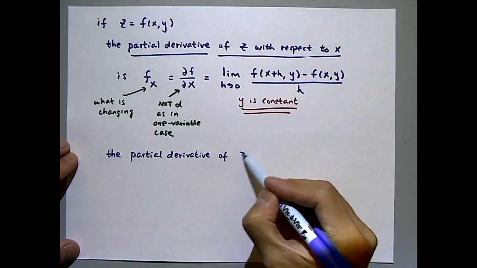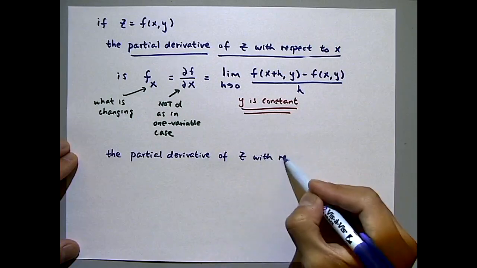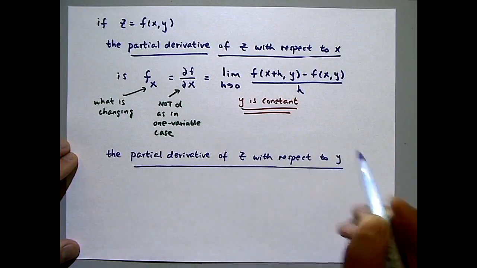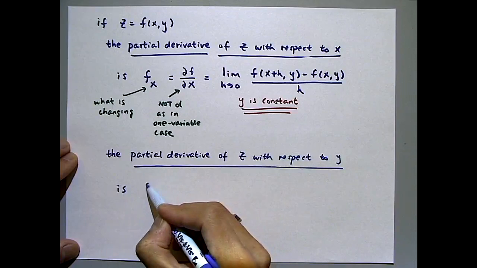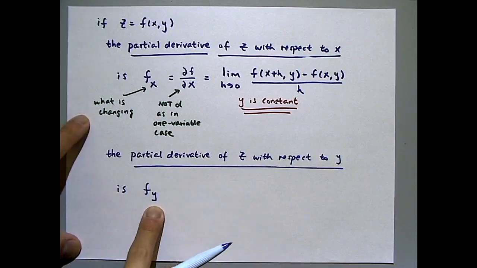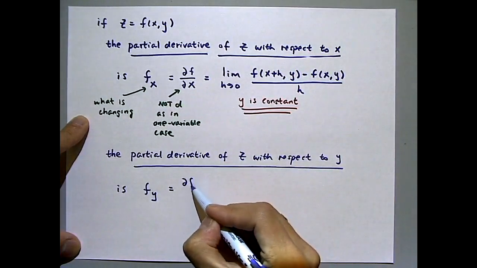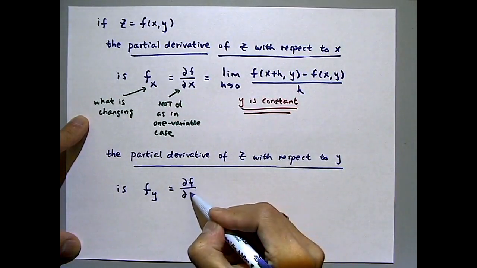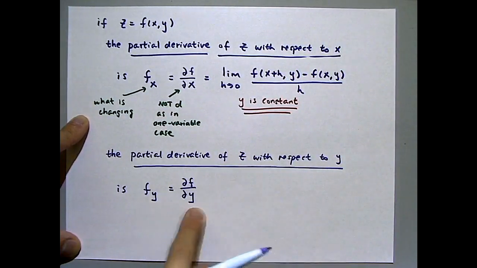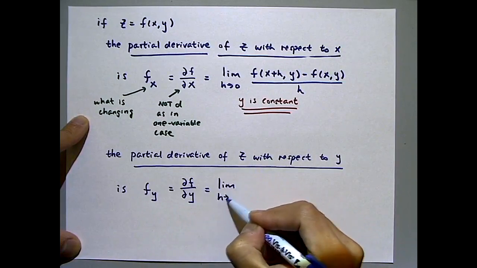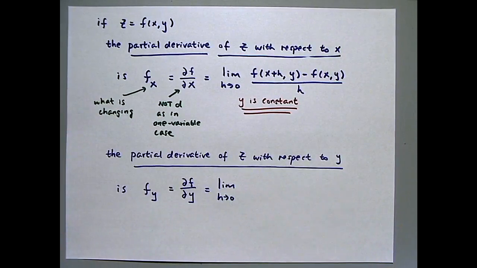The partial derivative of z with respect to y, same idea. Now we write f with a subscript y. y tells you what variable is allowed to change. In that notation here, there's your funny-looking d, the function f, funny-looking d, the variable that's allowed to change, y. And in the limit definition, same thing. You hold x constant, allowing y to change.